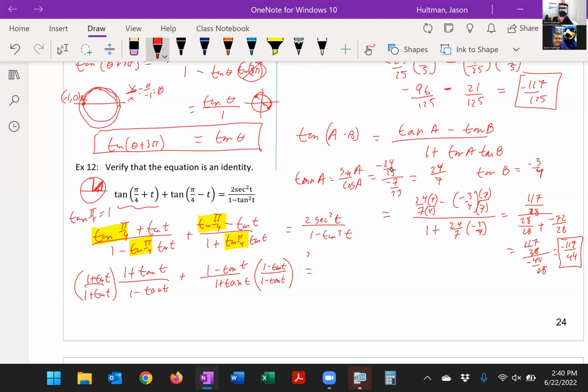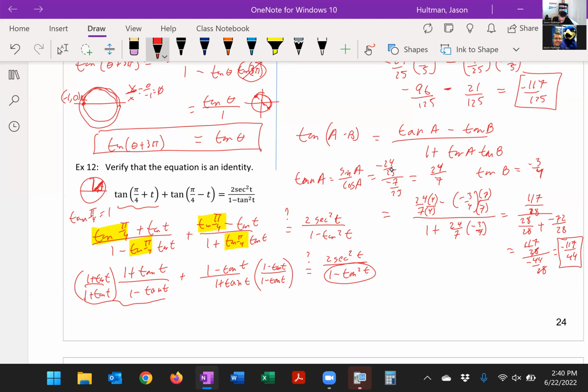Again, does that equal this guy on top? This is 2 secant squared t over 1 minus tangent squared t. Okay, so again, it's going to be equal. So on the bottom, I just get the difference of 2 squares. This 1 minus tangent t, 1 plus tangent t, 1 minus tangent t, on the bottom, that does become this guy here. So I get a common denominator on the top. Now, what about on the bottom? And what about the top?